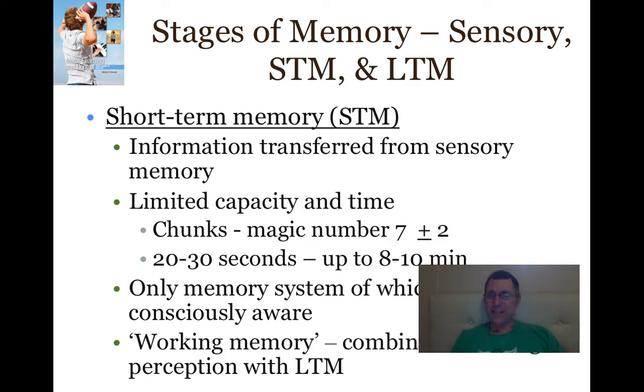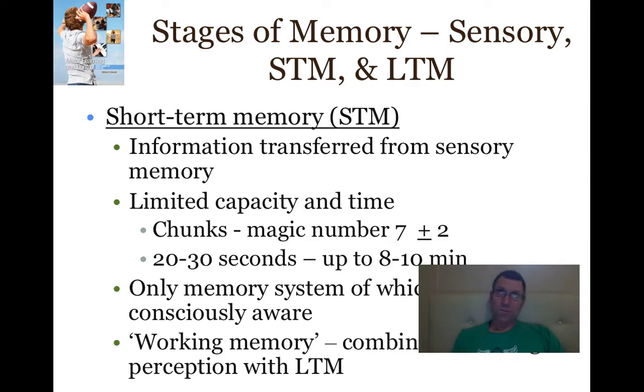has limited capacity and time. Chunks, which is kind of what we just talked about a minute ago. The magic number for the number of items that our short-term memory can hold on to is somewhere in that neighborhood of 5 to 9. 7 is sort of the magic number, plus or minus 2. Short-term memory lasts pretty much 20 to 30 seconds, up to maybe 8 to 10 minutes. That's for the people who train it. There are apps out there now that help you with your memory. It's something you can work on.